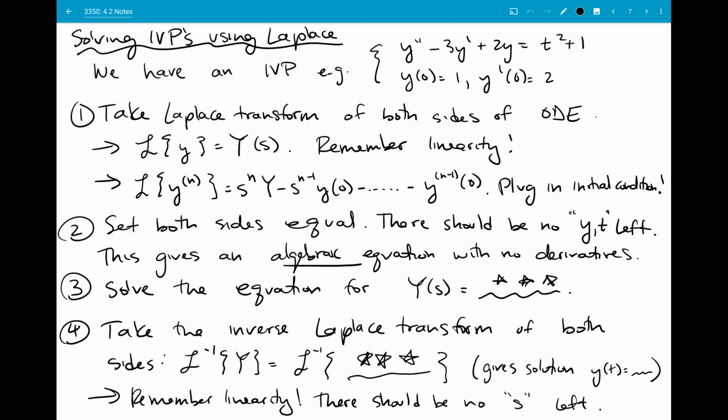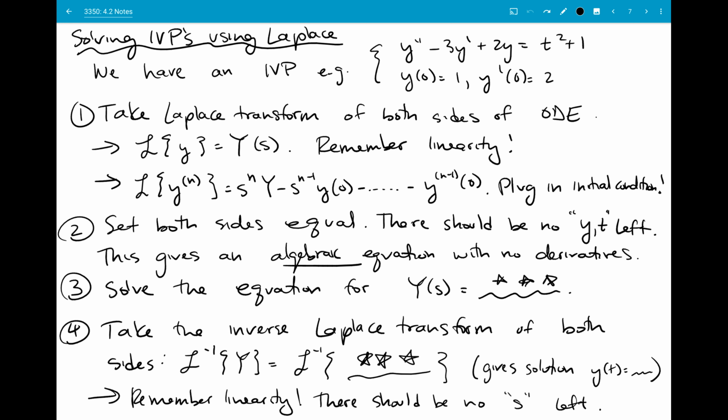And then we talked about how we actually solve initial value problems using Laplace transforms. And the basic idea is that we take the Laplace transform of both sides. We have a lot of little tricks to remember. We have to use linearity, we have to use our derivative property, we have to plug in our initial conditions. But eventually that leads us to something that has no y's, t's, or derivatives left. And when we set both sides equal to each other, we have an algebraic equation to solve for Y, capital, equal to some stuff. And then we just have to take the inverse Laplace transform of both sides, but that tends to be the longer part of the problem just because there's a lot of algebra.